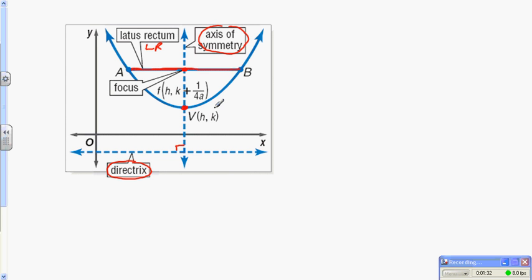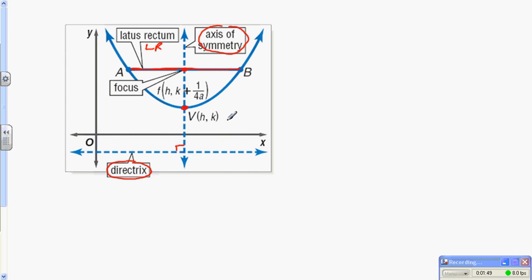Now there's formulas for all of this stuff, but these are the pieces that we're going to look at. We're going to look at that LR because that's going to tell us if it's going to be a narrow parabola or a wide one. Before, we usually used the y-intercept to help us, but that's what we're going to work with now.